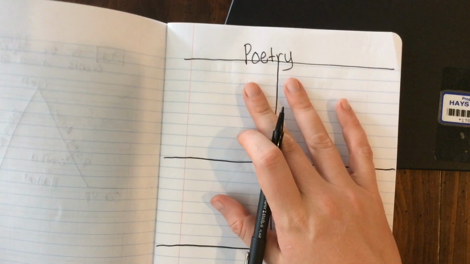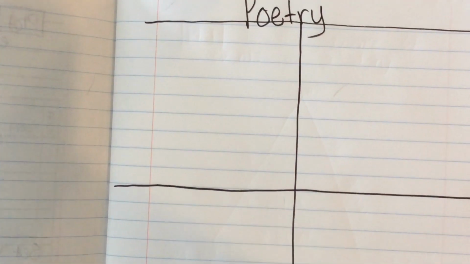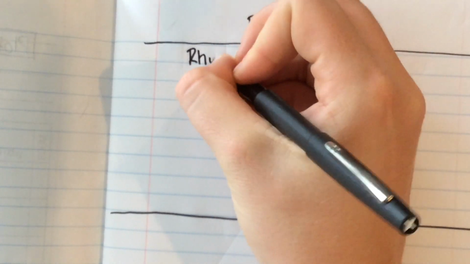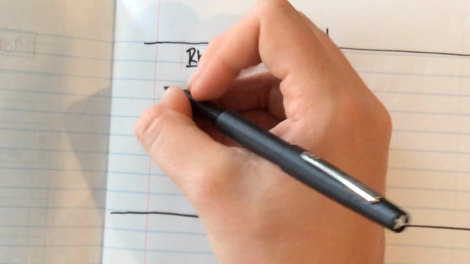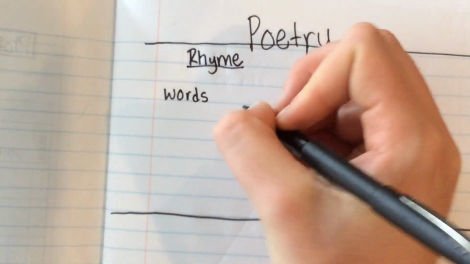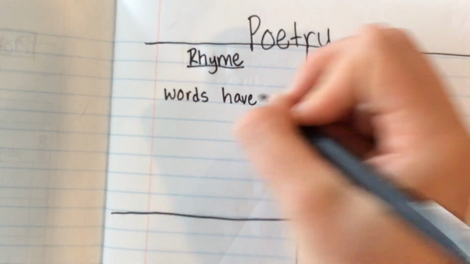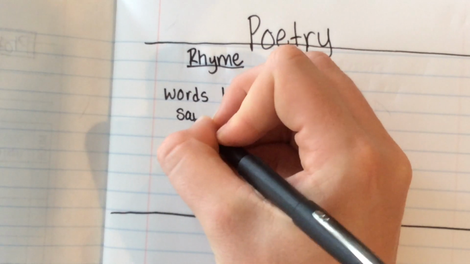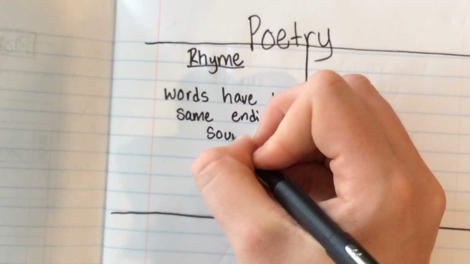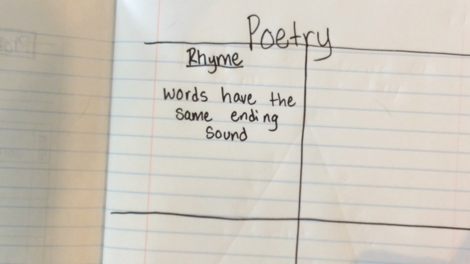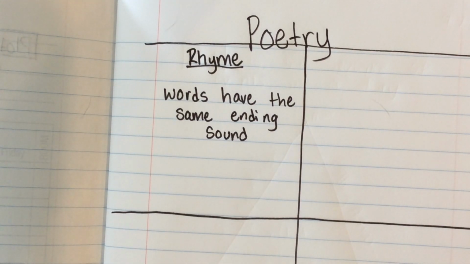All right, the first element of poetry that we're going to talk about is one that you're all probably really familiar with, is rhyme. Okay. And rhyme is when words have the same ending sound. Now, typically, rhyme in fourth grade poems is going to happen at the end of the lines in a poem.